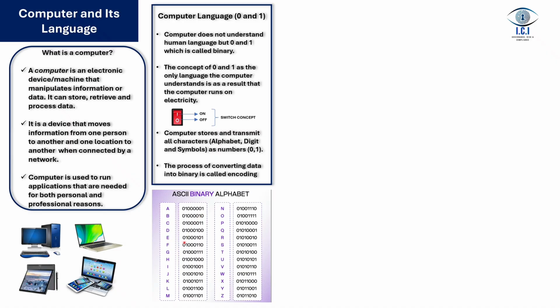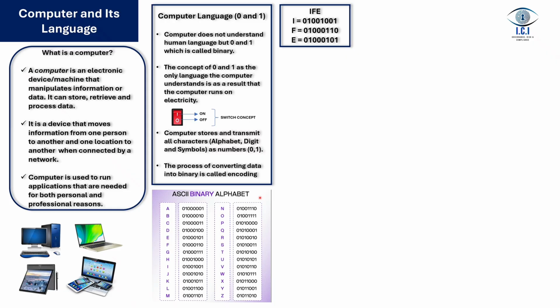E is represented by 0, 1, 0, 0, 0, 1, 0, 0, 1, and so on. So you see, looking at this table, you can see that from A to Z, they have their own binary numbers. And we'll still get to how they get these binary numbers. I will show you guys.